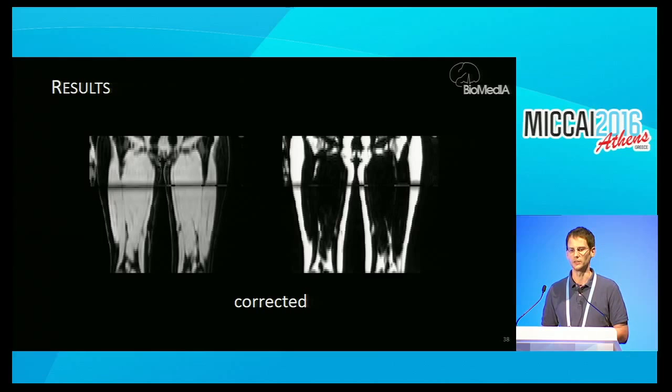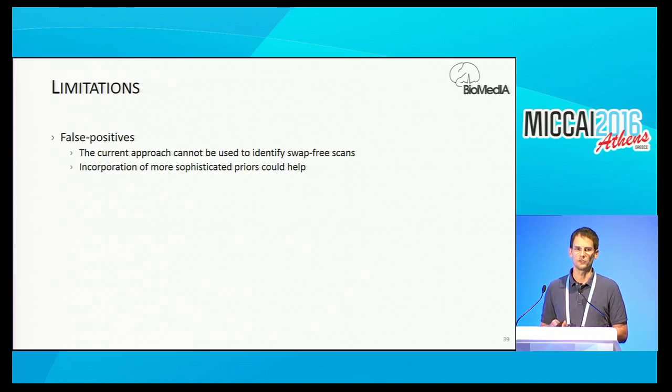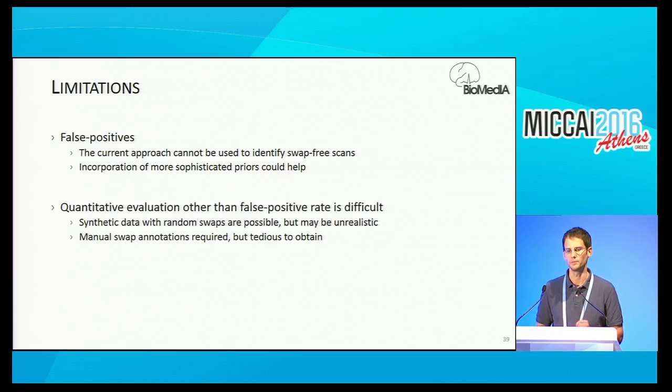To some limitations, as I did mention, we do find swaps in swap-free images, so we could currently not use this directly to confirm that a scan is actually swap-free. However, because of the false positive rate being relatively low, we believe that by just incorporating a little bit more sophisticated priors in the CRF, we could mitigate that problem easily.